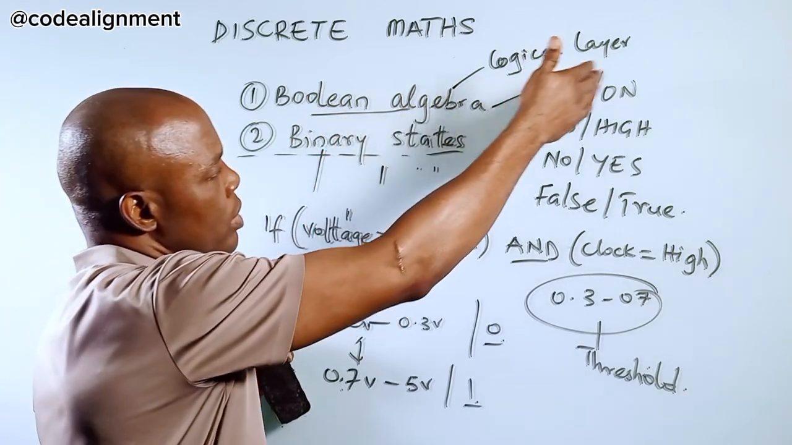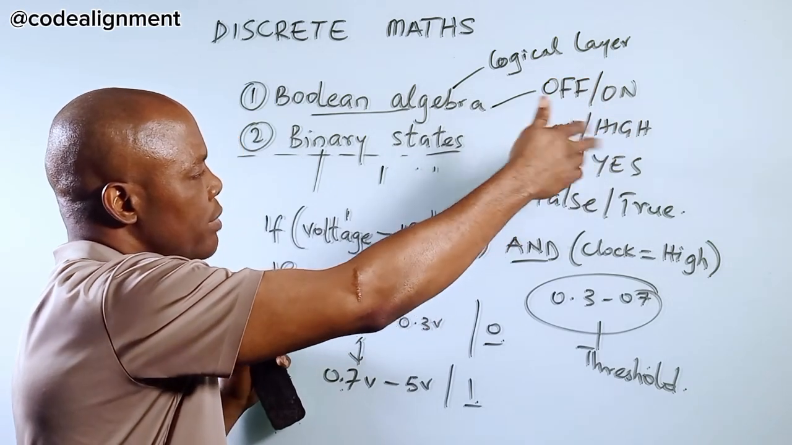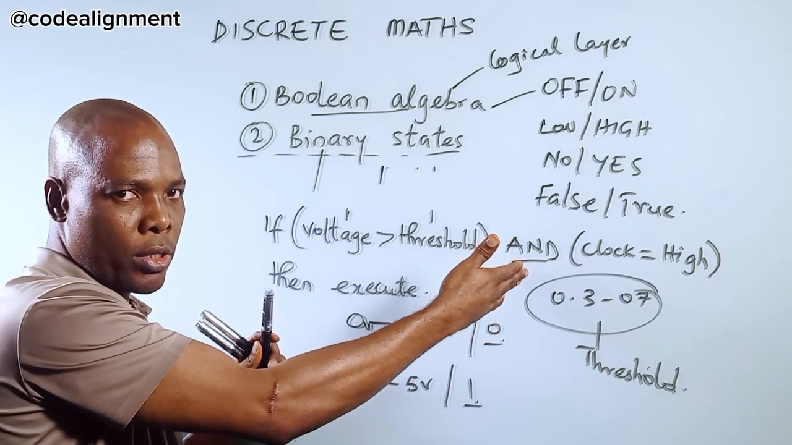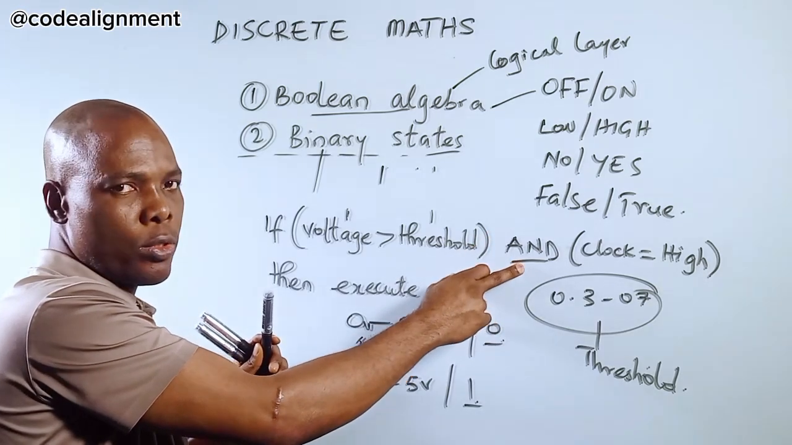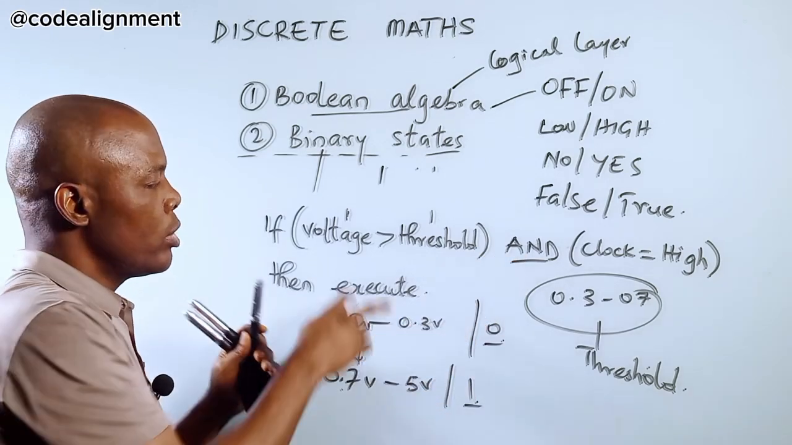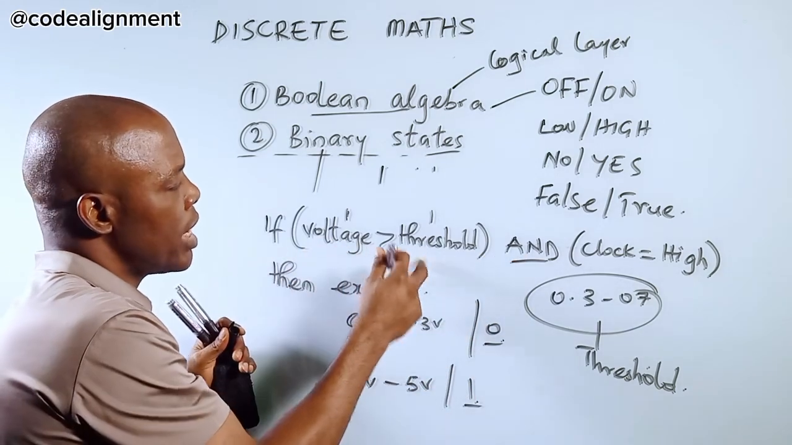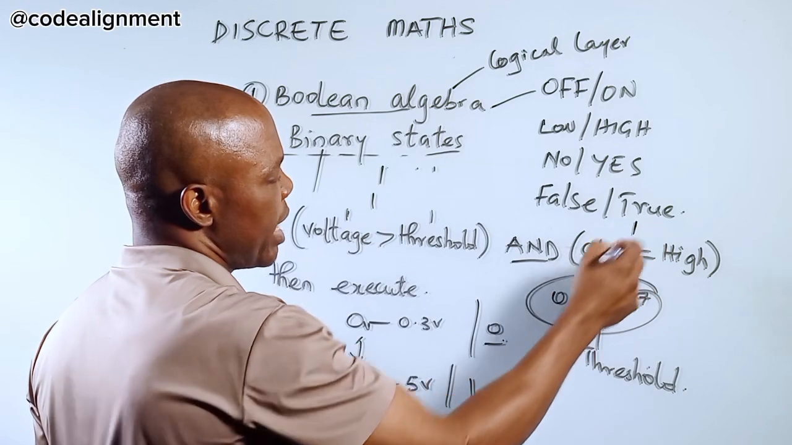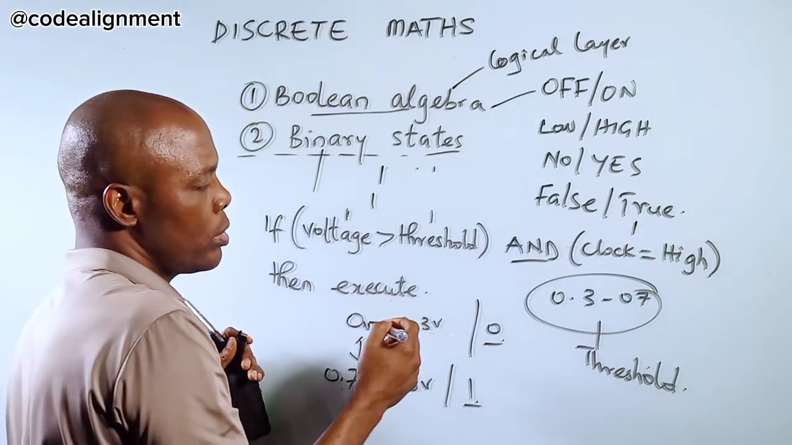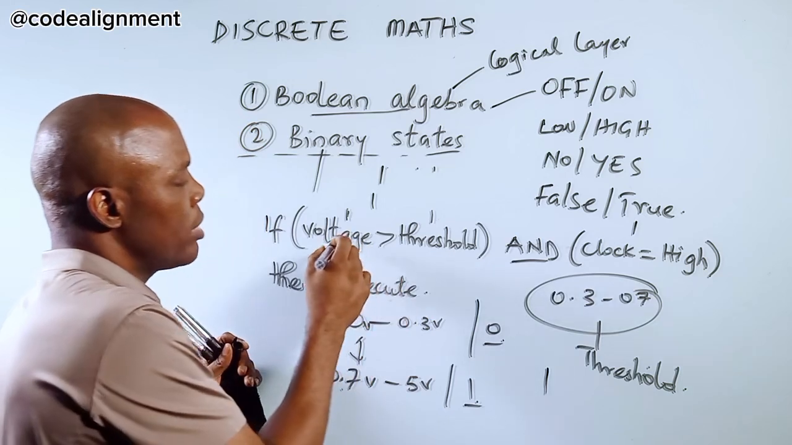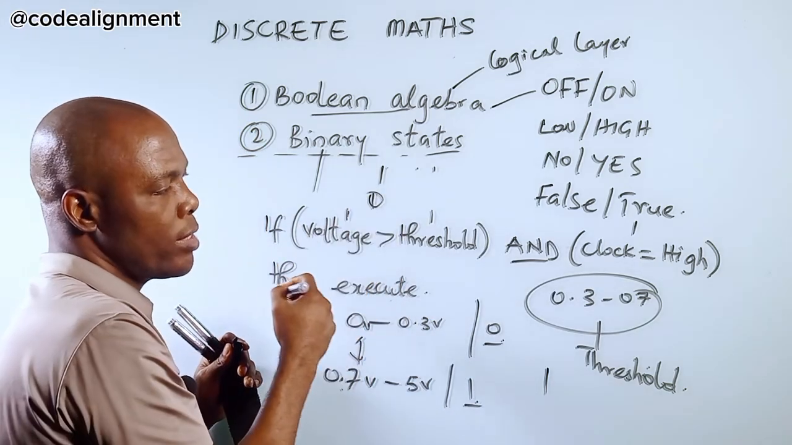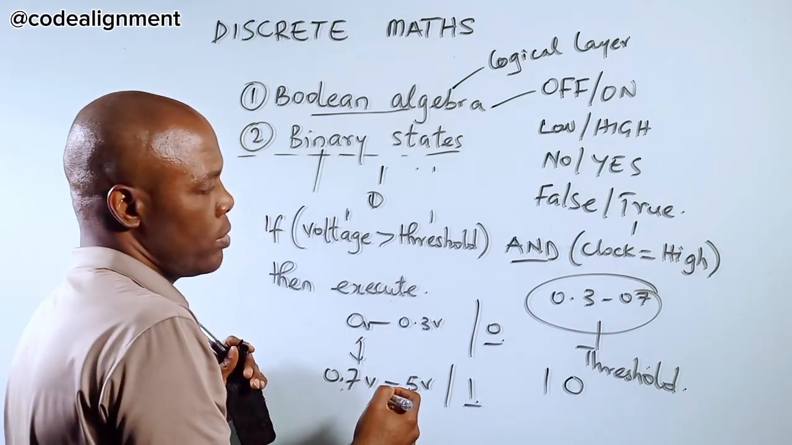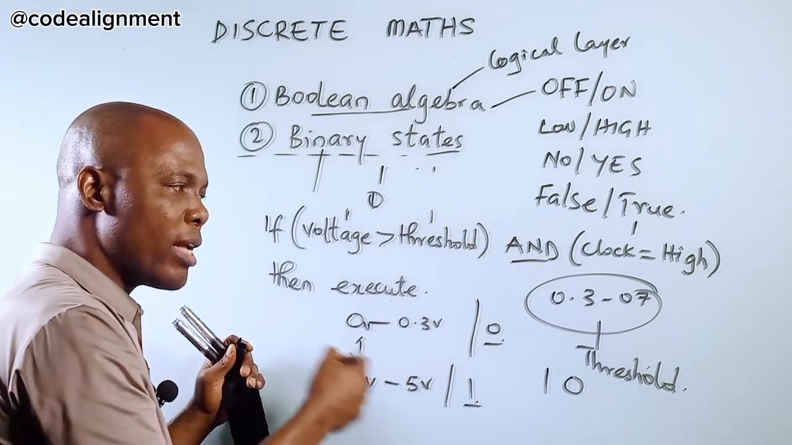Boolean algebra is dealing with on, off, low, high, no, yes, false, true. So you are looking at condition evaluation and at this operation. These are the tools: AND, OR. If this condition is true, if voltage is greater than threshold, that becomes 1. Then clock equals high, that becomes 1. So we are going to execute, and the output will be 1. But if voltage is not greater than threshold, that is 0. Even if clock is high, that will still give you output 0. So it's evaluating the state in order to take that decision.